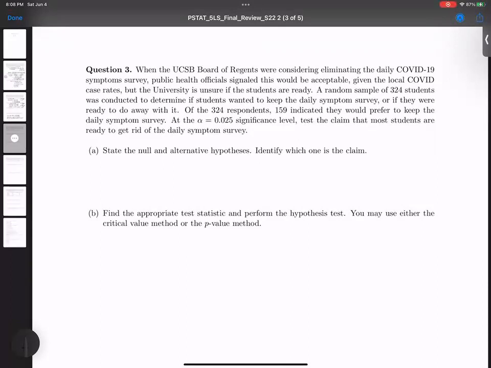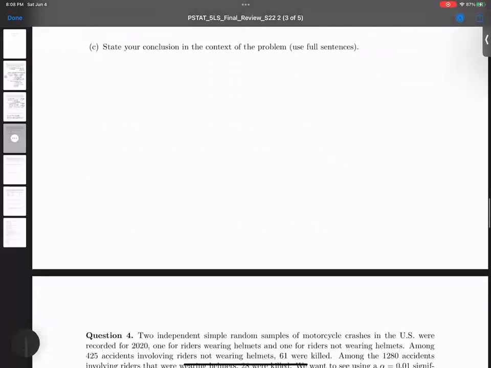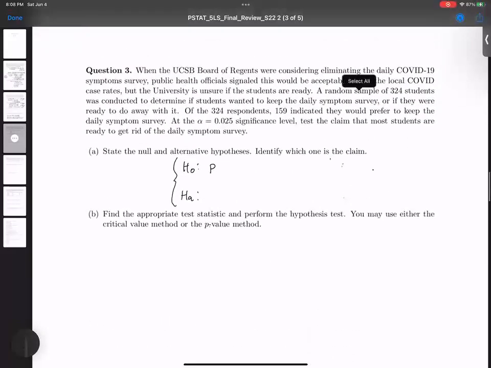Okay, so the null and alternative hypotheses, we just need to set that up. So we have H naught and HA. And H naught is always going to be with an equal sign. So that's really easy to do. So this is going to be a proportion. We're dealing with the proportion of students that either want to get rid of the survey or proportion of students that want to keep the survey.